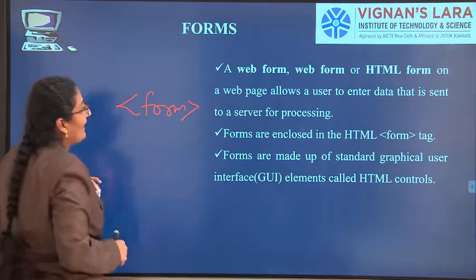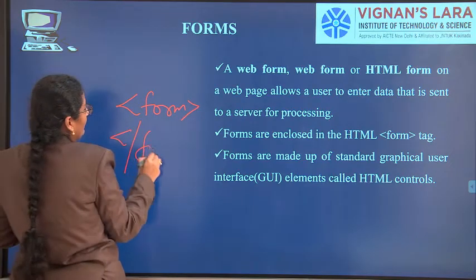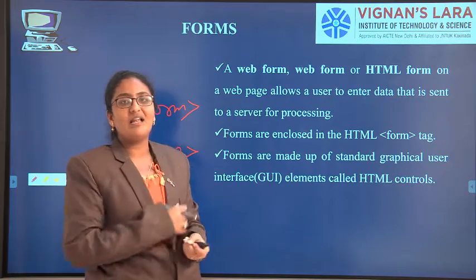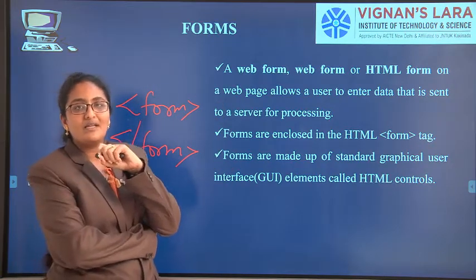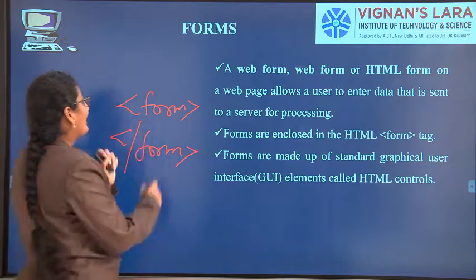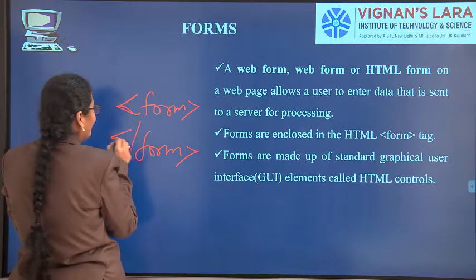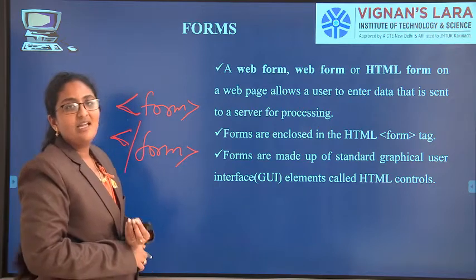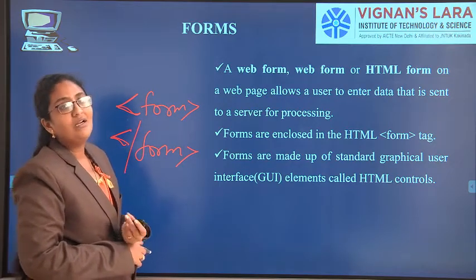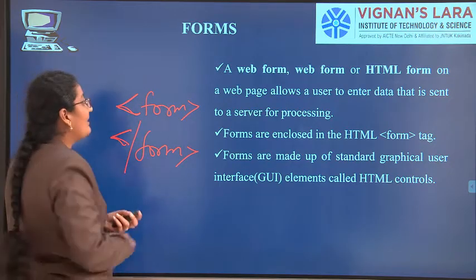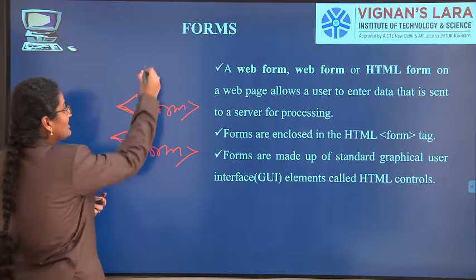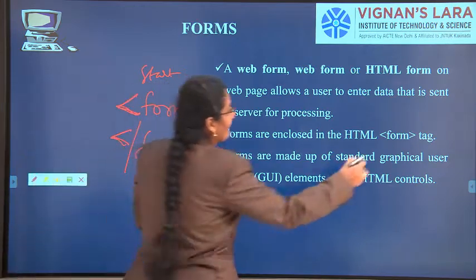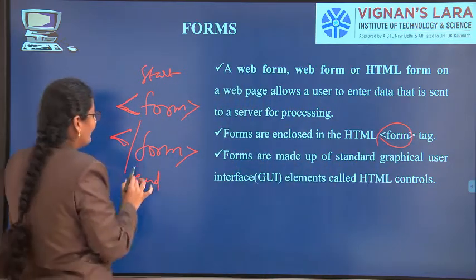This is the form tag open. This is form tag close. So we already discussed in the previous class, tags will be of two types. If a tag is having both start and end tag, we will call it a container tag. In container tags, the definition is that any tag should have both start and end tag. So form has both start and end tag also.